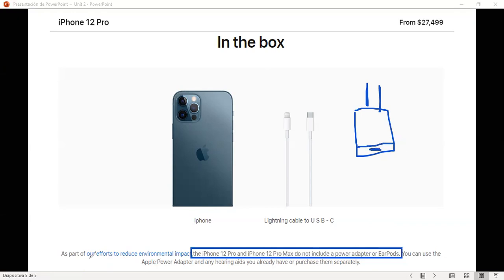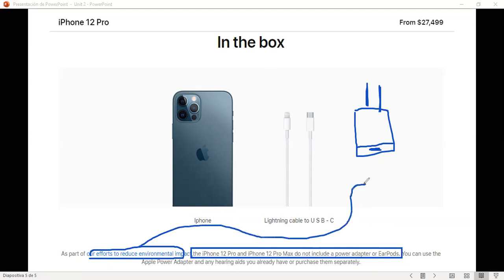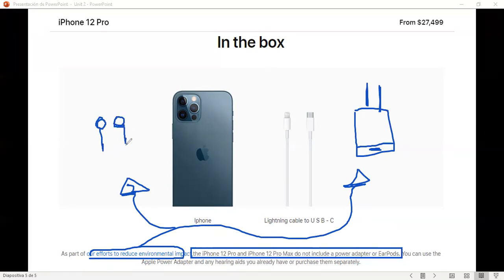What does Apple say? In order to reduce environmental impact, they do not include the power adapter, nor the headphones, the little things that you use to listen to music, the EarPods. So no EarPods, no adapter. Why? Because if they make these, they use more plastic. So in order to reduce the environmental impact, they say we're not going to make adapters or more EarPods.